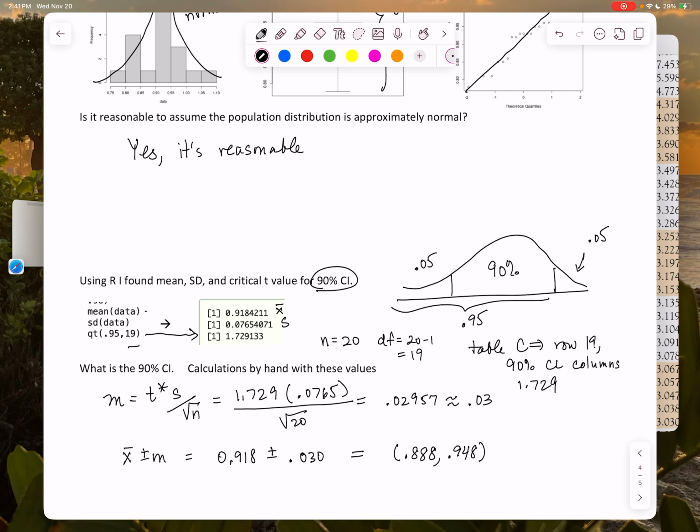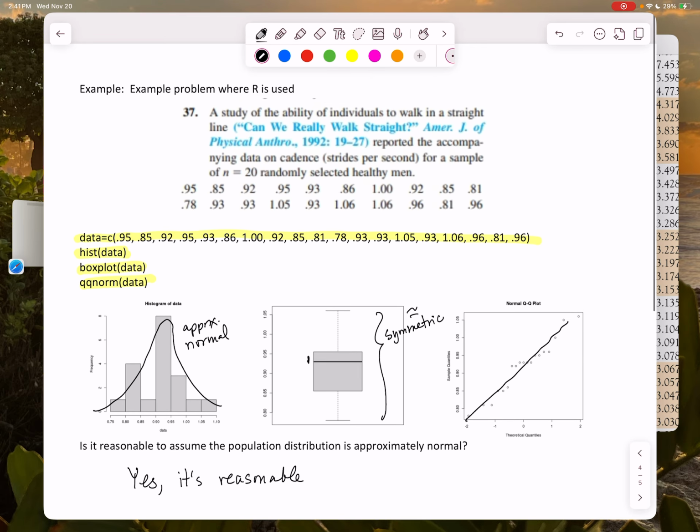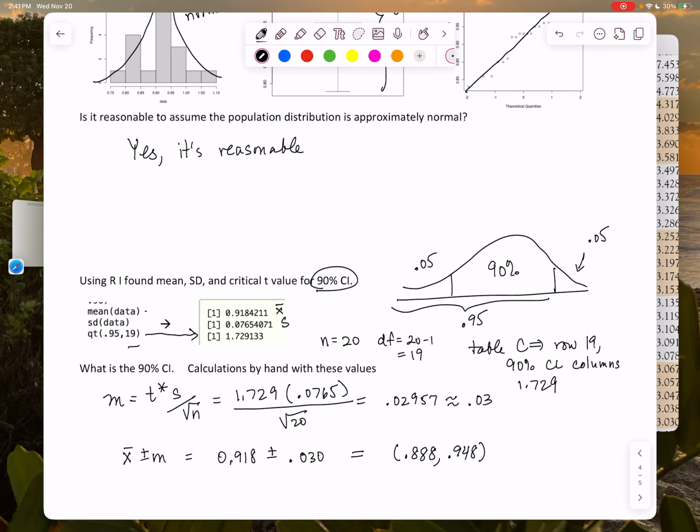So that would be the confidence. We would estimate that the average cadence for men is somewhere between 0.888 and 0.948.